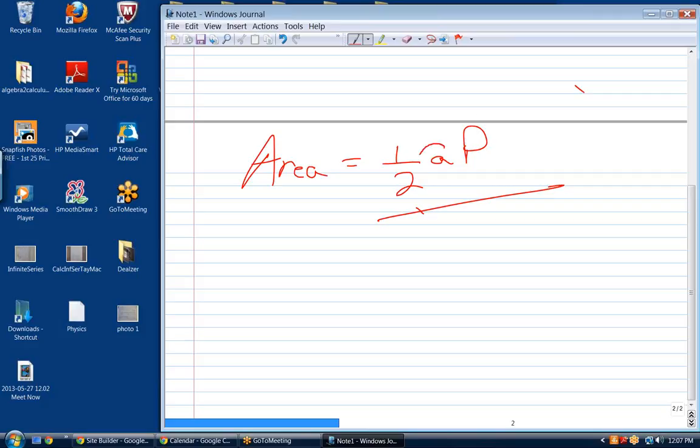Well, we just figured out what the apothem was. What's the perimeter if the side length was 6? Would it be 30? Yeah. So now we have everything we need for area.